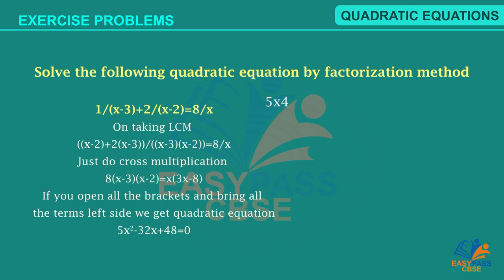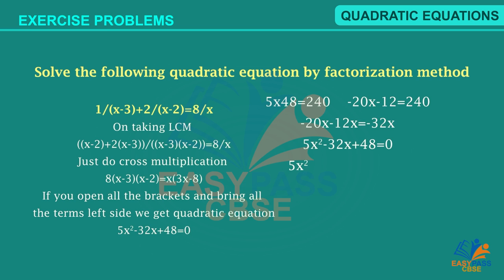So 5 times 48, and you need to find factors of 5 times 48, which is equal to 240. So 240 factors so that the sum is equal to minus 32. Only possible is minus 20 and minus 12. So 5x square minus 20x minus 12x plus 48 equal to 0.